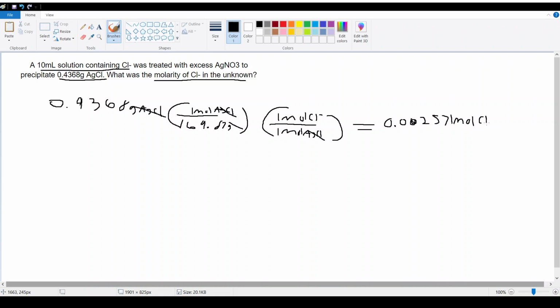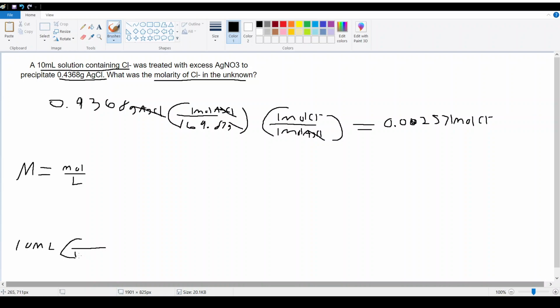moles of Cl minus. Now we don't want moles of Cl minus, we want the concentration of Cl minus. But now that we have moles and we know the formula for concentration is moles over liters, we can solve this equation. So now that we have moles of Cl, all we need left is liters. Now we know we have 10 milliliters, but we can't just use milliliters because the formula requires it in liters. So now we're going to take 10 milliliters and convert that to liters. So how do we do that?